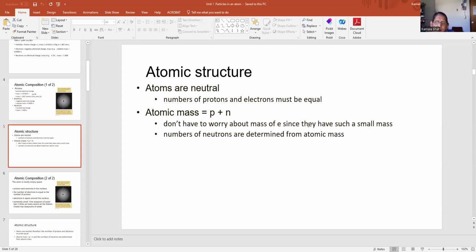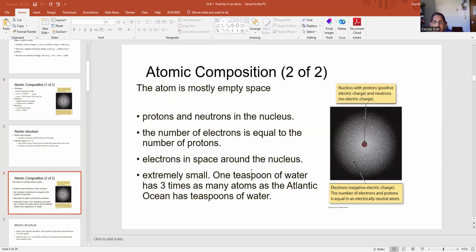The atomic mass of an atom is the sum of the protons and the neutrons, because the mass of the electron is very, very small and can almost be neglected when compared to the mass of the proton. The atom generally consists mostly of empty space. The protons and neutrons are found in the nucleus. The number of electrons is equal to the number of protons. Electrons occupy the space around the nucleus, and the nucleus is very, very small. One teaspoon of water has 3 times as many atoms as the Atlantic Ocean has teaspoons of water. So you can see how small they are.